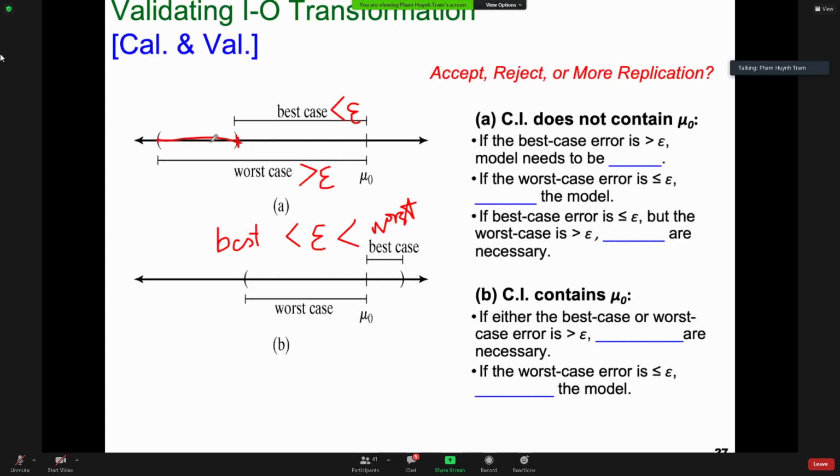The simulation results range from here to here, 95% is from here to here. There's a case where we accept, and there's a case where we reject. Because we cannot get any conclusion here, what we can do is run more replications. And how does running more replications help us get to a conclusion?